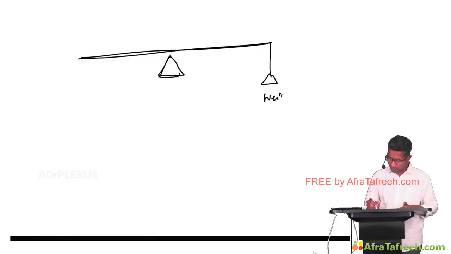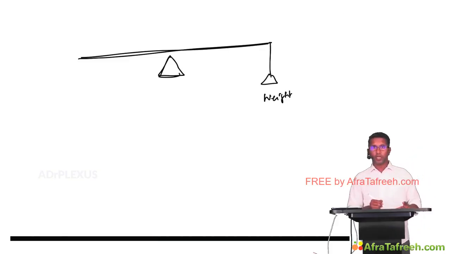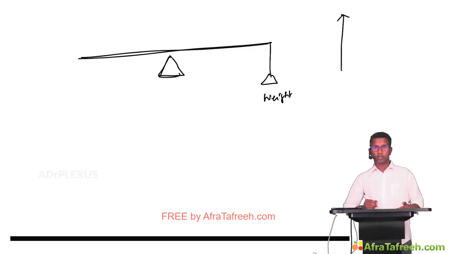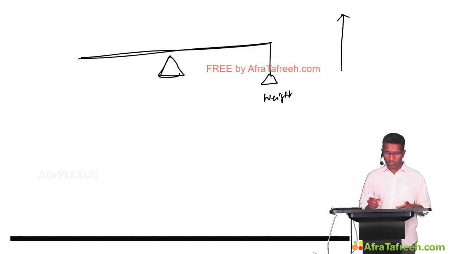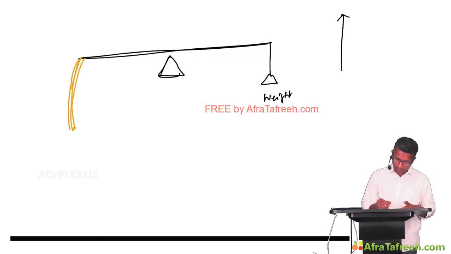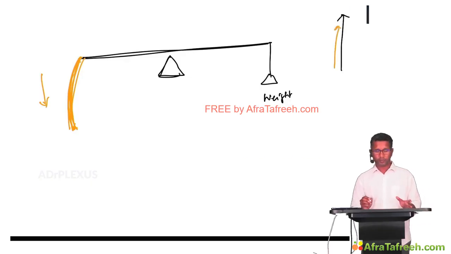So this is the weight which is being suspended on one side. Now I want my weight to go up. If this weight has to go up, on which side of the lever should I pull down? You can see that I have to pull down from the opposite side. So I have to put a rope here and pull down from the opposite side. Only when I pull down from the opposite side will the weight on this side go up.